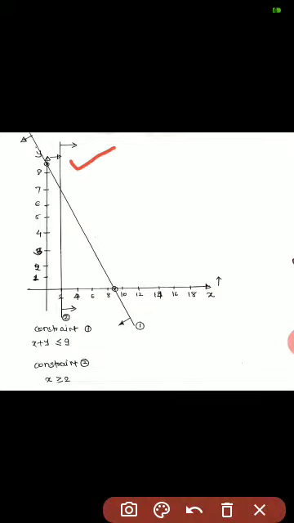Constraint 2 is given as x greater than or equal to 2, but we have to draw a line of x is equal to 2. That means this is the line that I have shown here, and we have to consider which area. As in the question it is given greater than or equal to, that means we have to consider this area, not this area. This area we have to ignore.